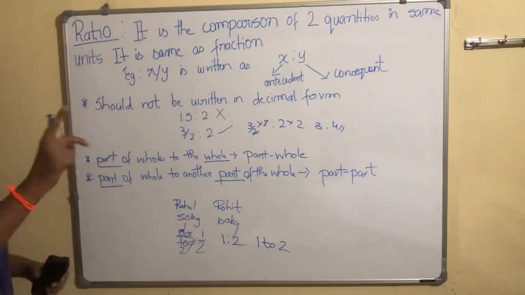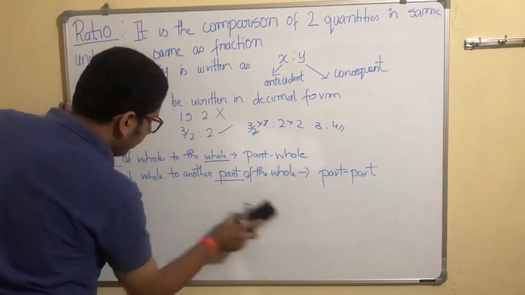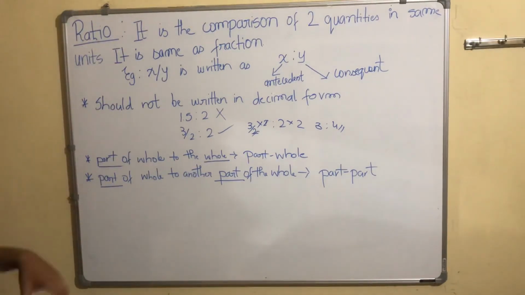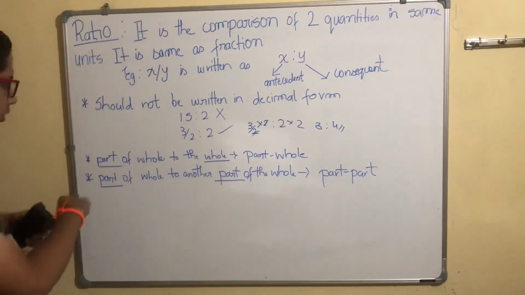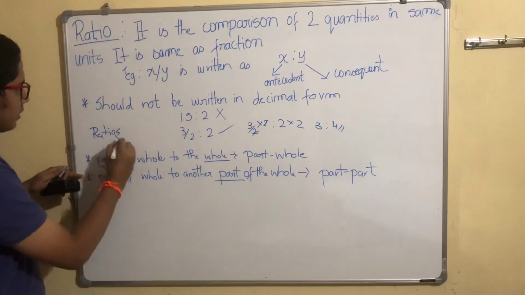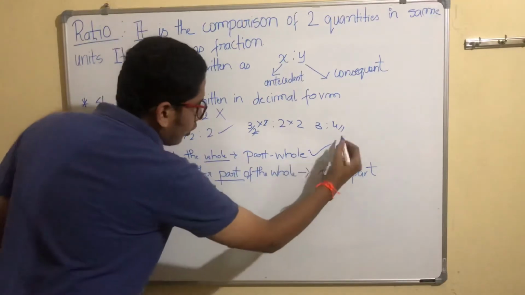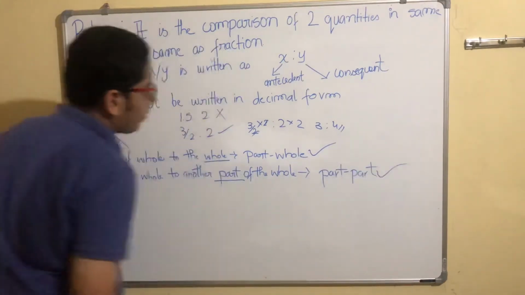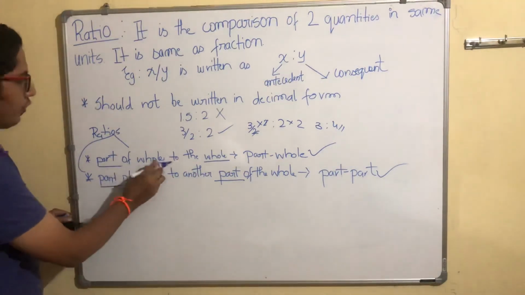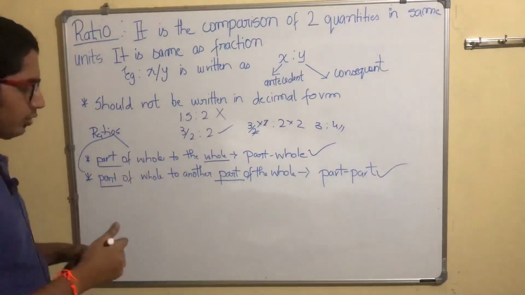Now there are two types of ratios. You might find this in some textbooks, but most textbooks don't mention it. But just for the sake of knowing, let's see what it is. Ratios are of two types. The first one is known as the part-whole ratio. The other one is known as the part-part ratio. Part-whole ratio: a part of the whole to the whole. Part-part ratio: a part of the whole to another part of the whole. I know you did not understand anything.